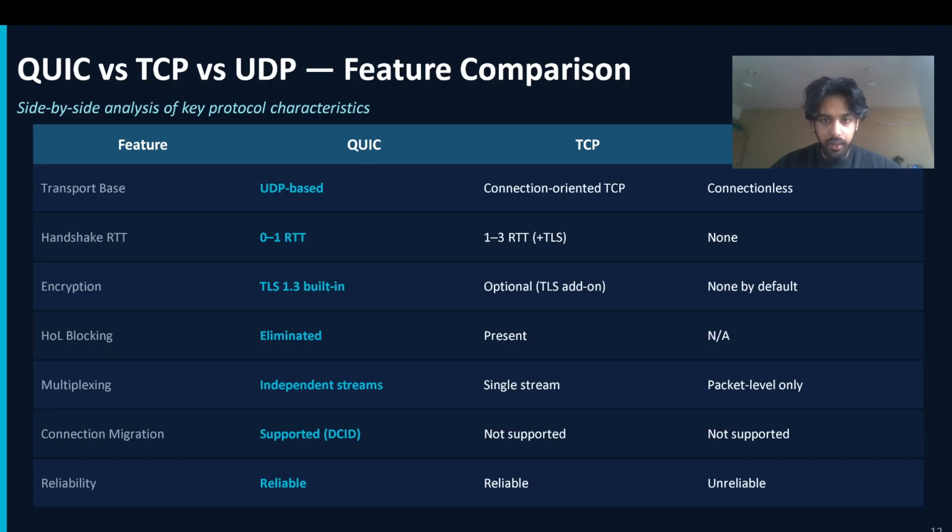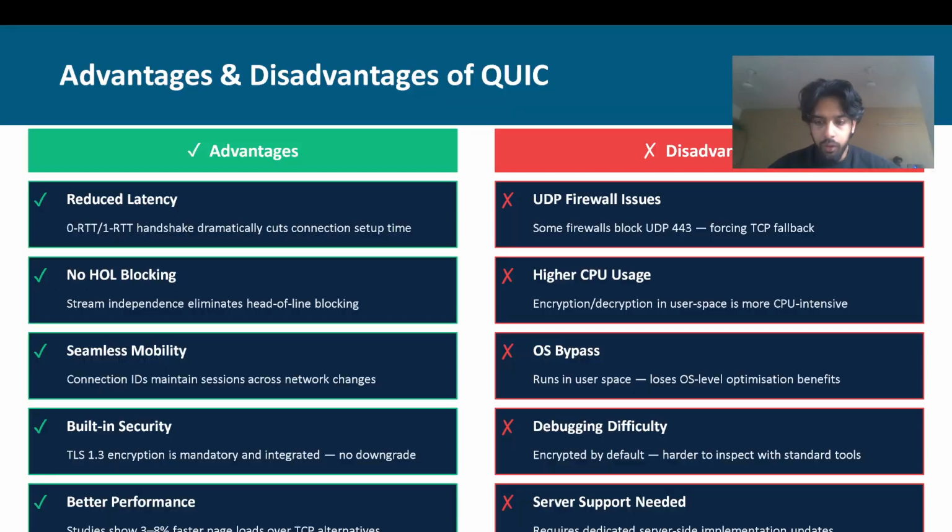It is UDP based and it is connection oriented. However, among QUIC, TCP and UDP, UDP is the fastest, but it is not secure. TCP is reliable and secure, but it is slow. QUIC is reliable and fast, along with various benefits like migration, multiplexing, and no HOL blocking. Now let's look at some disadvantages, but there are mitigations to overcome them. For example, some firewalls block UDP communication, so QUIC cannot be established.